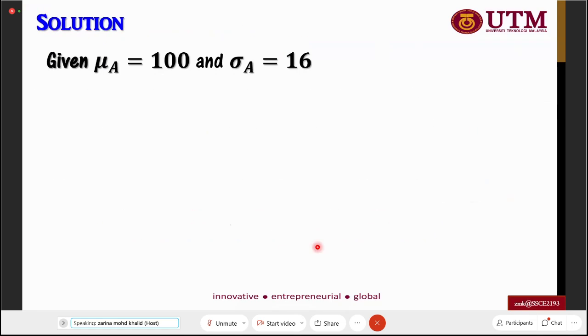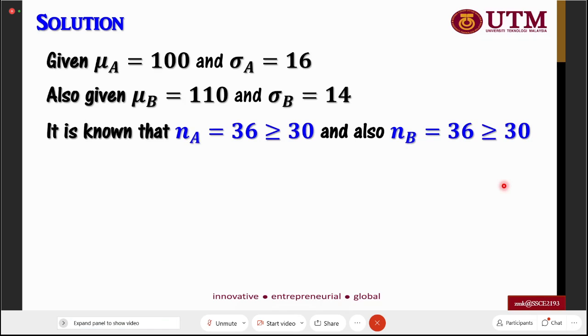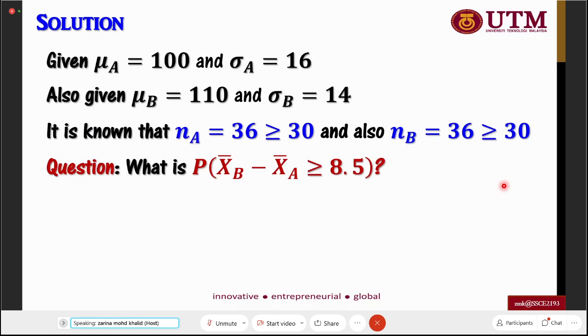So you write down the information. You don't have to worry about the population distribution because you don't know that. You are not given it. You just need to write down the information given. And next, this is the fact: the sample sizes are large. Therefore, you can define the probability distribution for x bar B minus x bar A. This is a rephrase from the question.